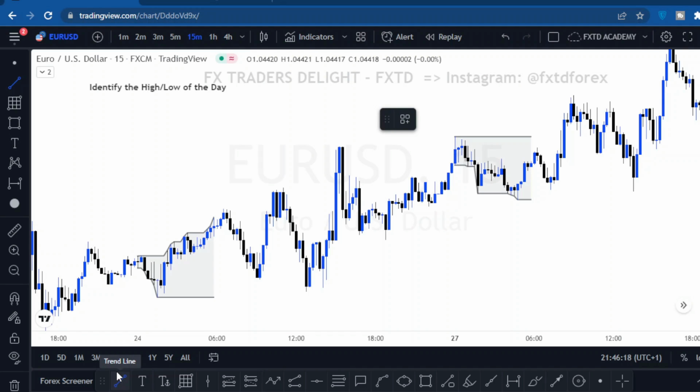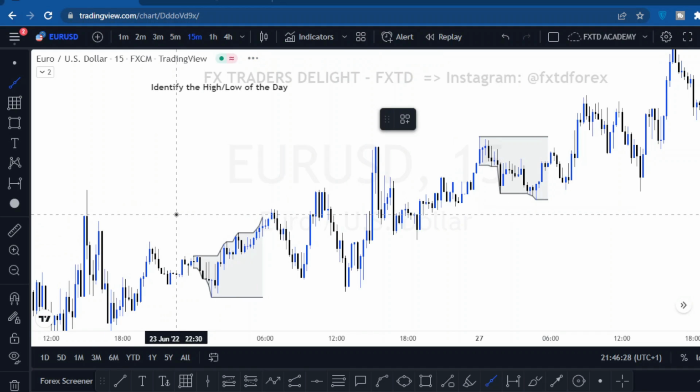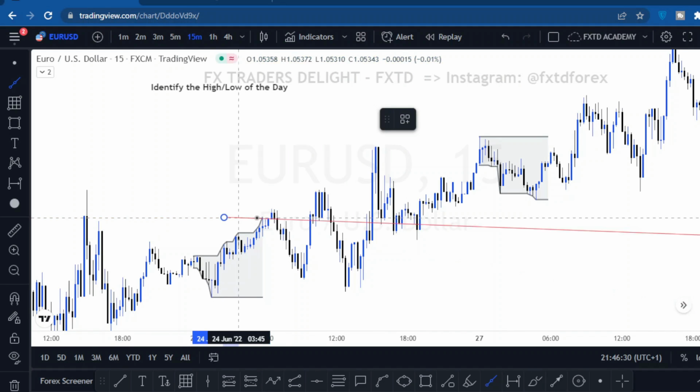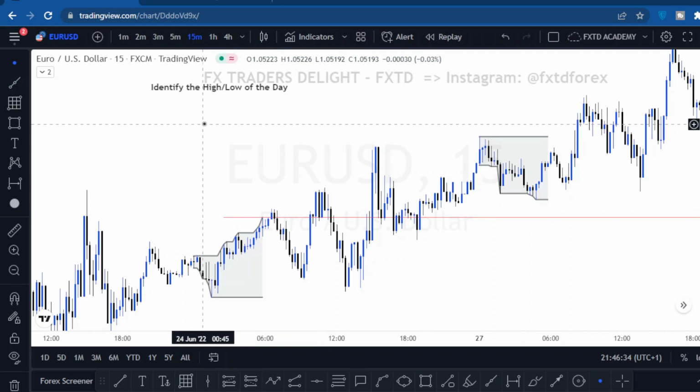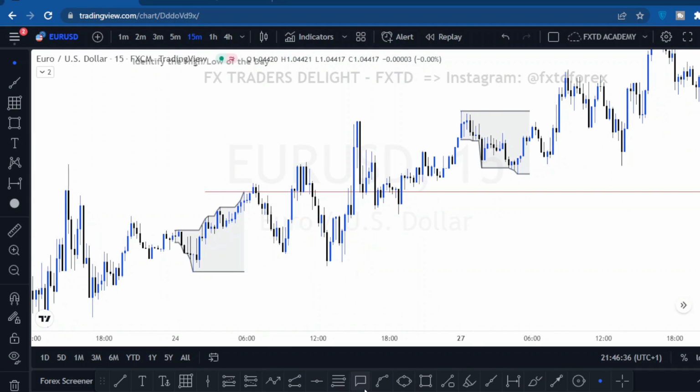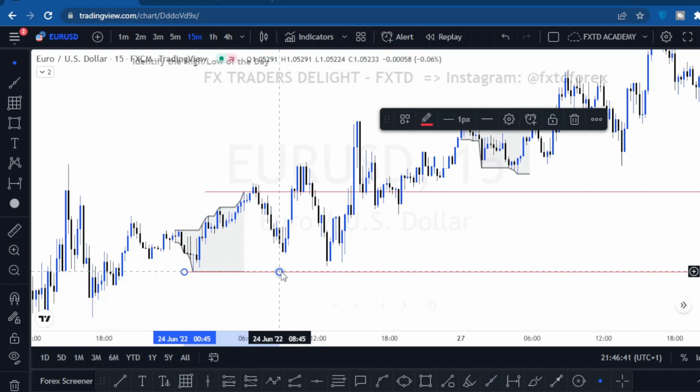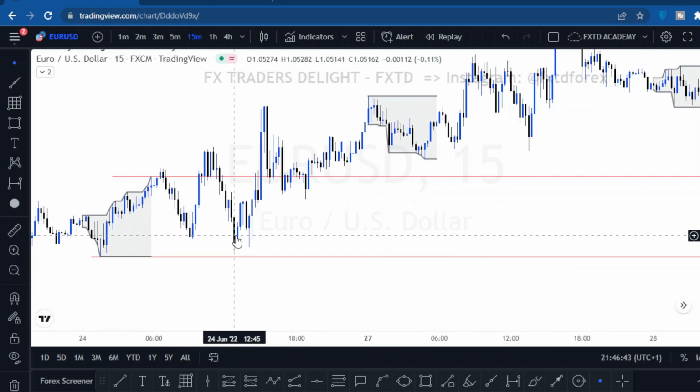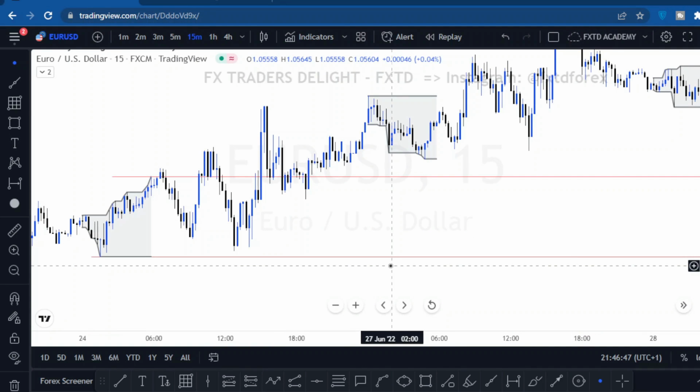Now if you don't want to use this tool, there is another perfect tool. It is called the rectangle tool, right? So where is it again? Okay, this is it. So what you do with this tool is you basically identify the high of Asian, and also identify the low of Asian, and project it to the future. Now you can basically use this as a template to trade the whole day, right?